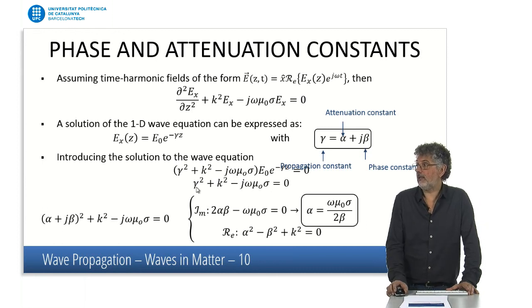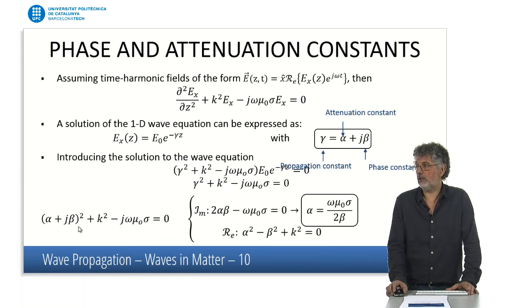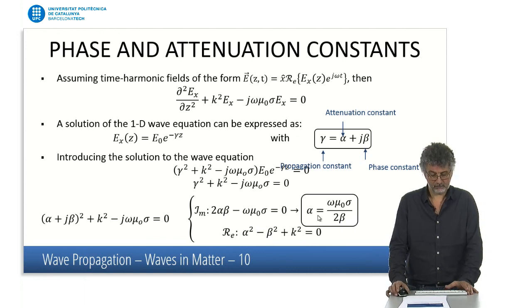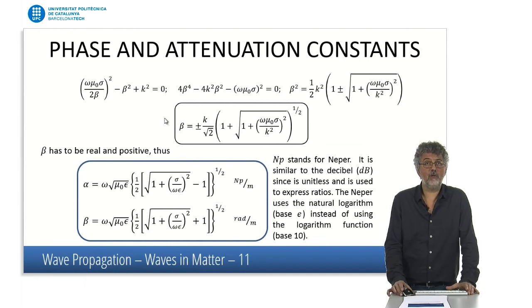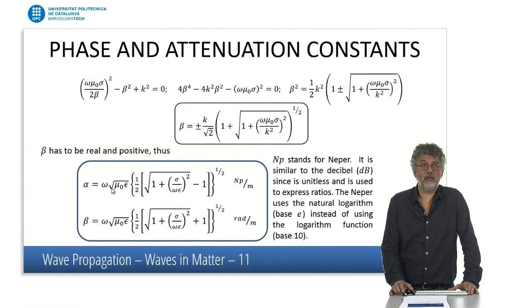And remembering that gamma is a complex number, we make the substitution, we obtain this, and if this equation has to be 0, it means that both the real part and the imaginary part have to be 0. So we have those two equations, this equation here and this equation here, and the first thing that we can see is that alpha and beta are not independent, but they are related. And if we solve the equations, we end up with the values of alpha and beta.